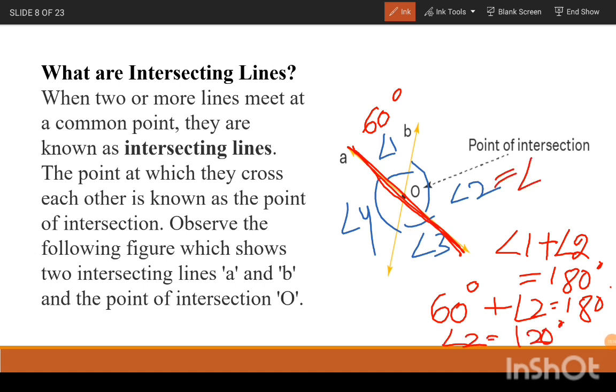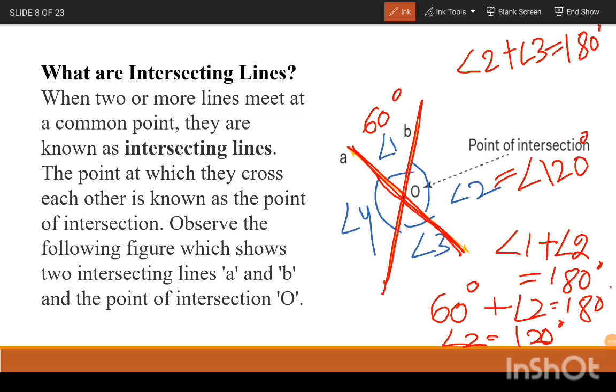Again, if we see angle 2 and angle 3, they are on a straight line. So again they are a linear pair. So angle 2 plus angle 3, the sum is 180 degree because they are a linear pair. So if angle 2 is 120, angle 3 will again be 60 degree. Similarly, angle 4 plus angle 1 is equal to 180 degree. And we know that angle 1 is 60 degree, so angle 4 will be 120 degree.